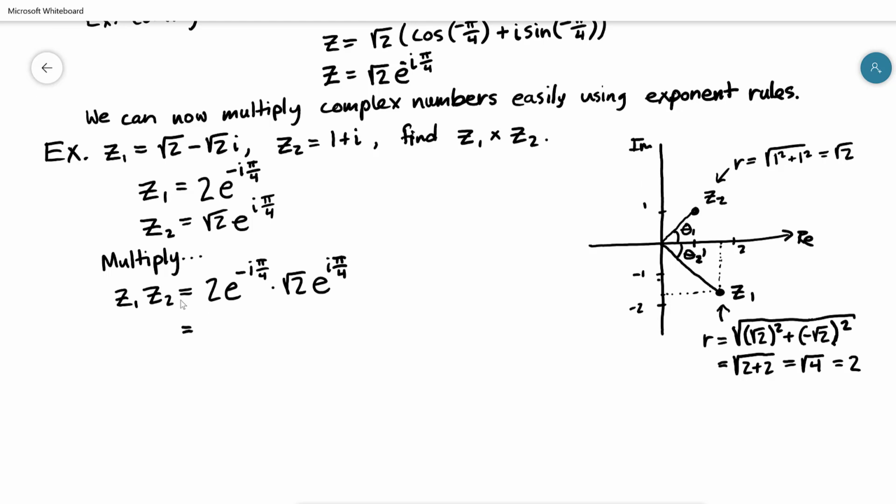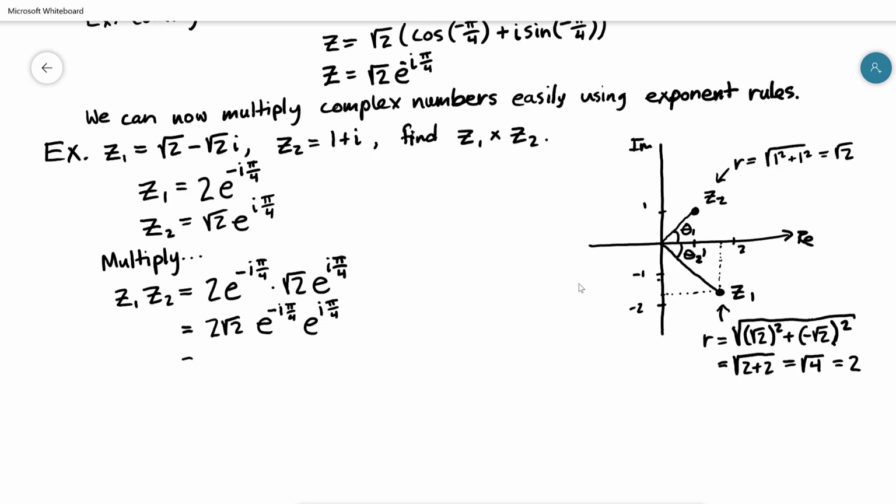I can pull them all the way out front. So I'm going to rewrite this as just 2 root 2, group those numbers together, e to the negative I pi over 4 times e to the positive I pi over 4. So I'm just copying, basically just moving this root 2 from where it shows up out here. How do you multiply exponents? When you multiply exponentials with the same base, all you need to do is add the exponents.